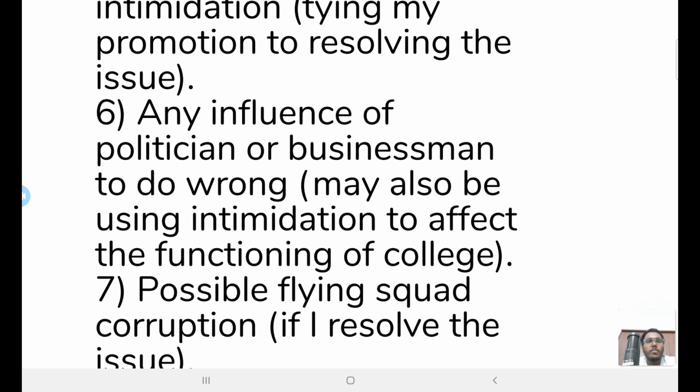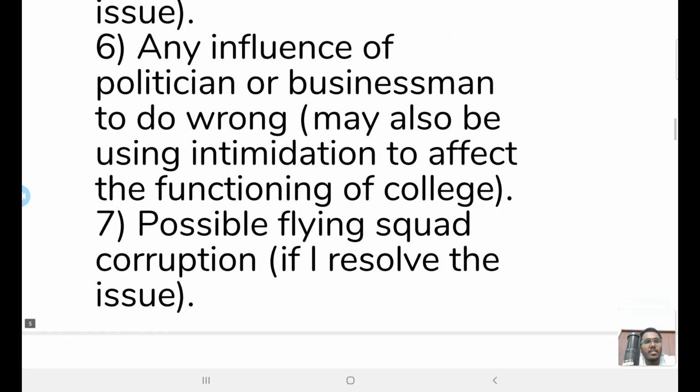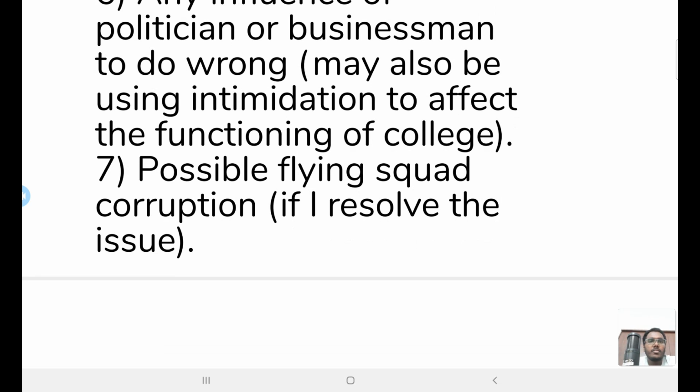And any influence of a politician or businessman to do wrong, it is not explicitly given, so it may be there, it may not be there. They may also be using intimidation to affect the functioning of the college. Until politicians ask, how can the college staff support their students? So this is not explicitly given, so you may also ignore it. And possible flying squad corruption, like if I'm able to solve the issue, that means there should be corruption in the flying squad, otherwise I will not be able to solve the issue. So it is possible corruption.